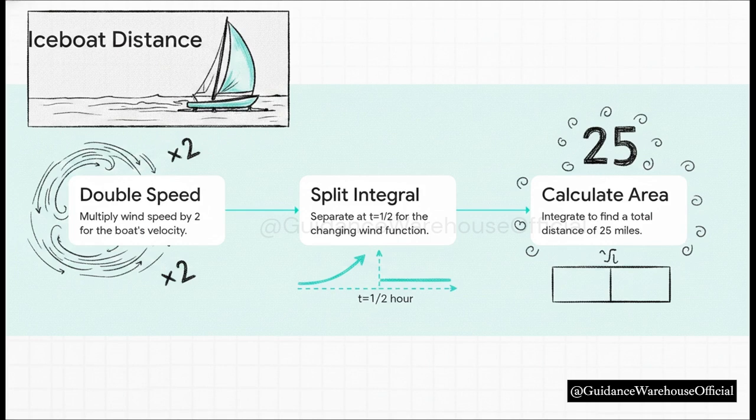Step 2. We set up two separate integrals, one from 0 to 1/2 hour using that increasing wind function, and a second one from 1/2 to 1 full hour using the steady wind function. Step 3. We integrate and evaluate both parts. The first half hour gives us a certain distance based on the changing wind, and the second half hour gives us another distance based on the steady wind. Add them together, and Andrew has traveled a total of 25 miles. Just by splitting the interval, we easily tackled a tricky piecewise function.